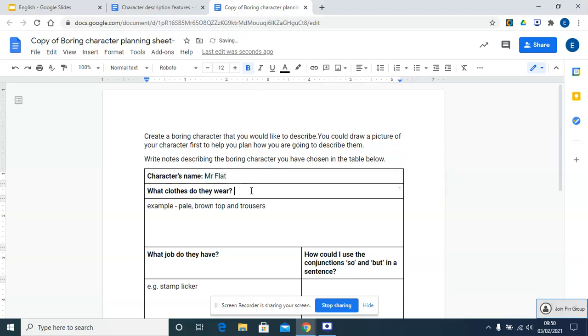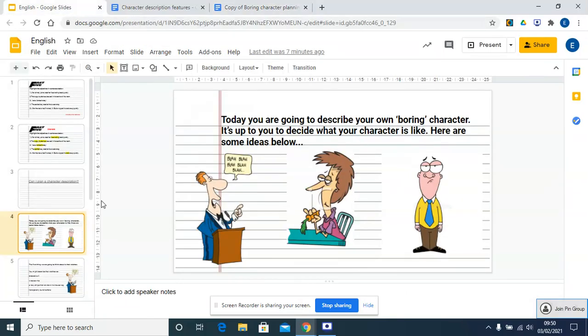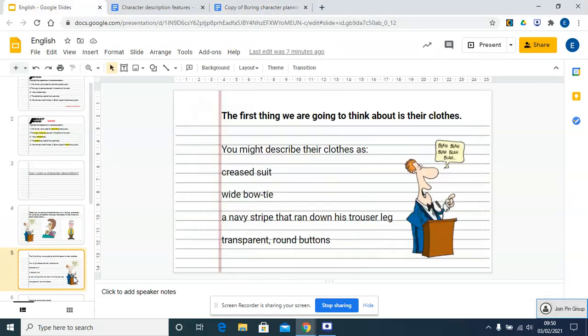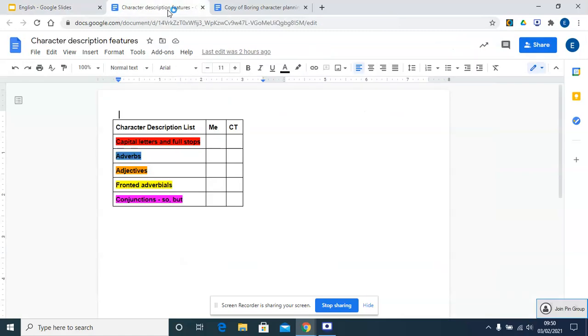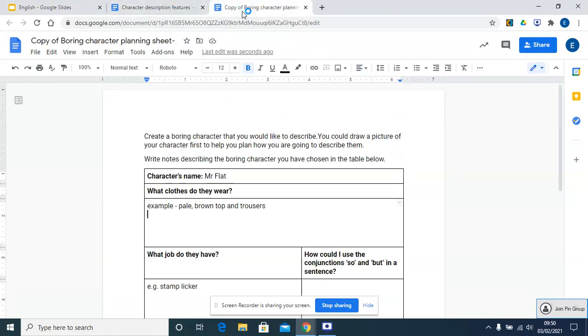Once you've got your name, you need to think about what clothes do they wear? Okay, so there's some examples, pale brown top and trousers. So if you're stuck, you could magpie some of those, or if not, you could go over to the slides and it says, what do they wear? So there's some other ideas here. Now, because it's a character description, we need to make sure that we're getting some adjectives in our plan. Remember, we don't have to write in full sentences because it is just our plan.